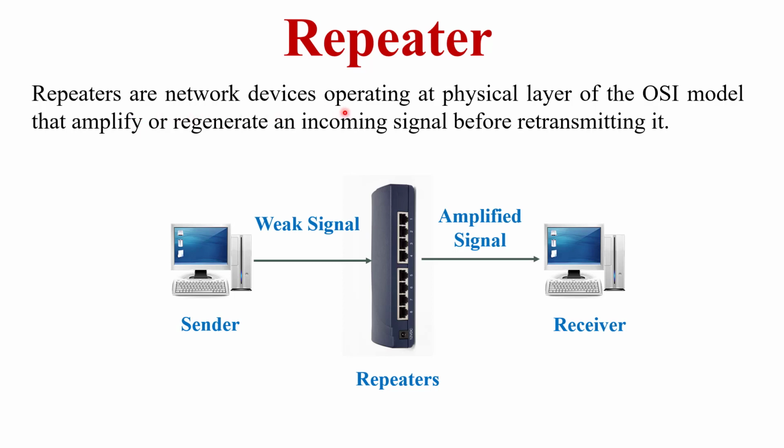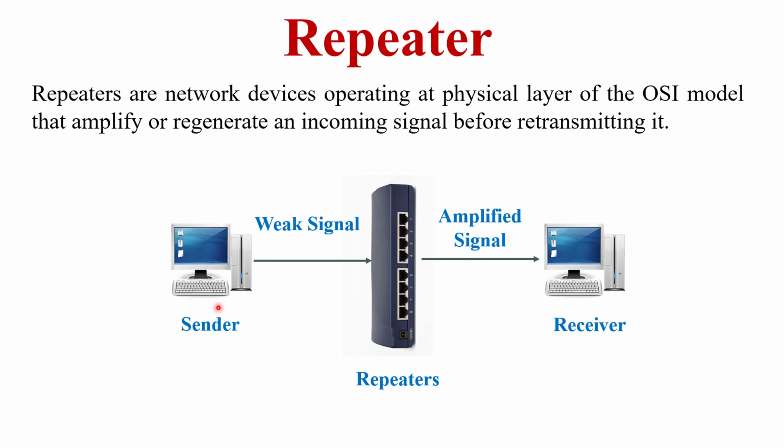Repeater is a networking device that operates at the physical layer of the OSI model. As I have already told, repeater is a physical layer device. It works on the physical layer of the OSI model. Repeater amplifies or regenerates the incoming signal before retransmitting it.